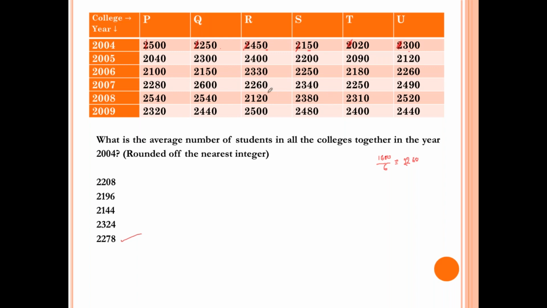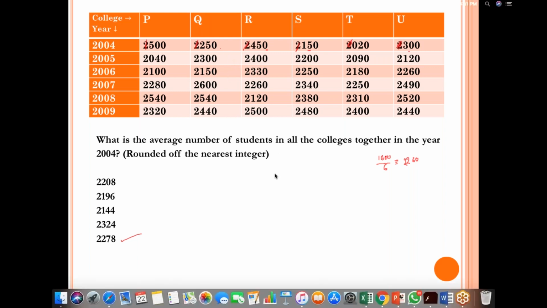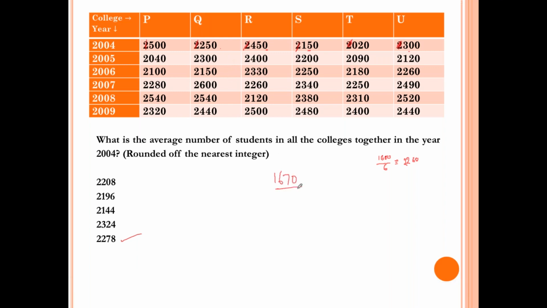Yes, 1670, I just took it, and then you divide it by 6. Now let us say if we have 1617 to be divided by 6, we should not be dividing it actually.